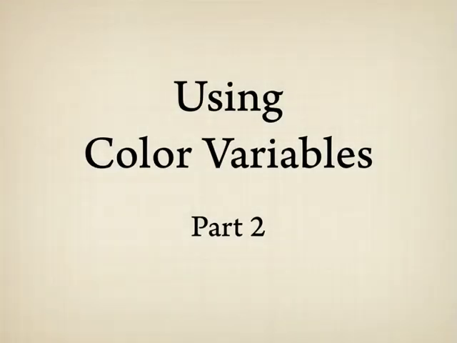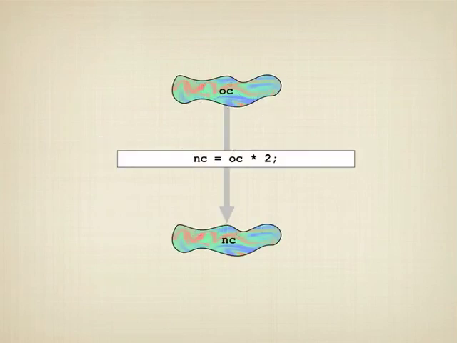At the end of part 1, we thought about how to make an orange color twice as bright. I suggested that you might want to type something like this, where we simply multiply a color variable, here OC, by 2, and store it in a new color variable, NC. So that should make the color twice as bright, right? I noted that Processing will let you type this, but I wish it didn't, because it will almost never do what you want. Well, let's try it and see what happens.